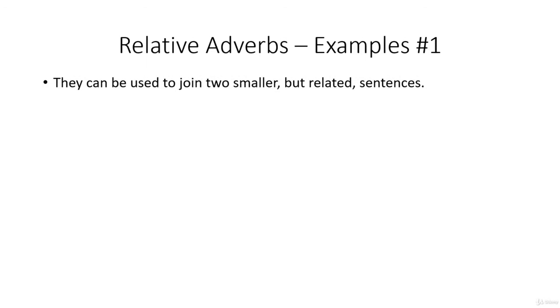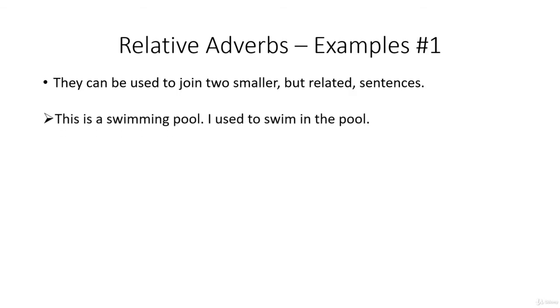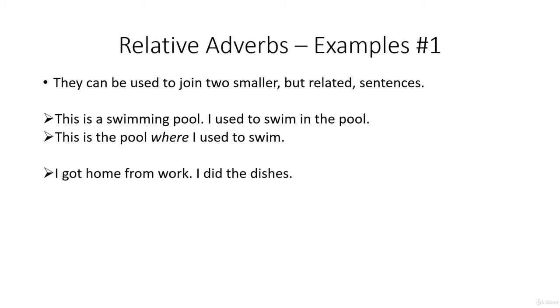So we use relative adverbs to join two smaller but related sentences. So here's two small but related sentences. This is a swimming pool. I used to swim in the pool. That sounds a bit simplistic, so we join the two by saying, this is the pool where I used to swim. Or I got home from work. I did the dishes. Again, sounds a bit simplistic, we can do better. I did the dishes when I got home from work.